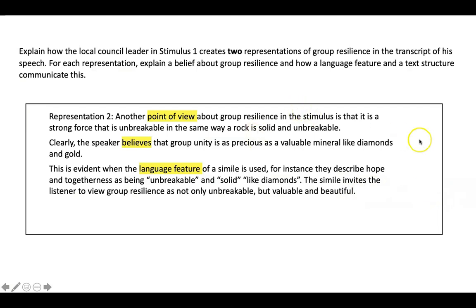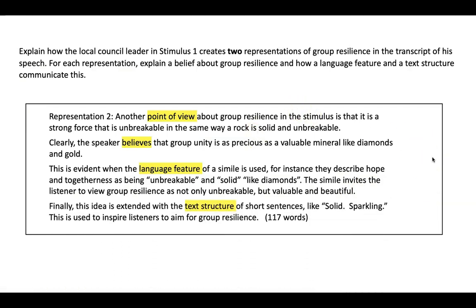Nearly done. I now just need a text structure. Finally, this idea is extended with the text structure of short sentences like solid, sparkling. This is used to inspire listeners to aim for group resilience. Awesome.